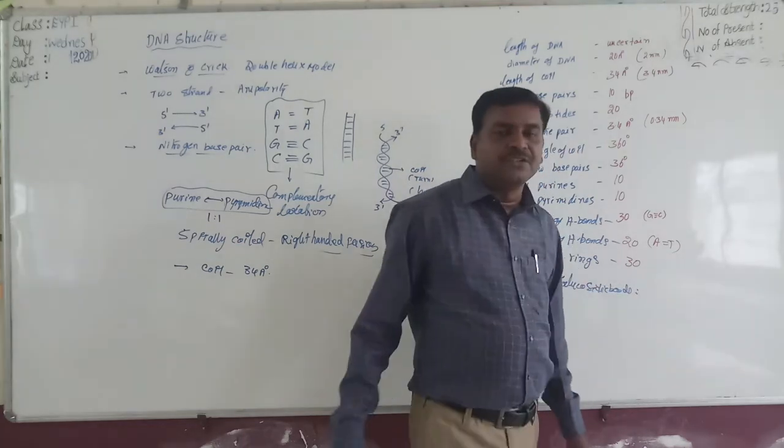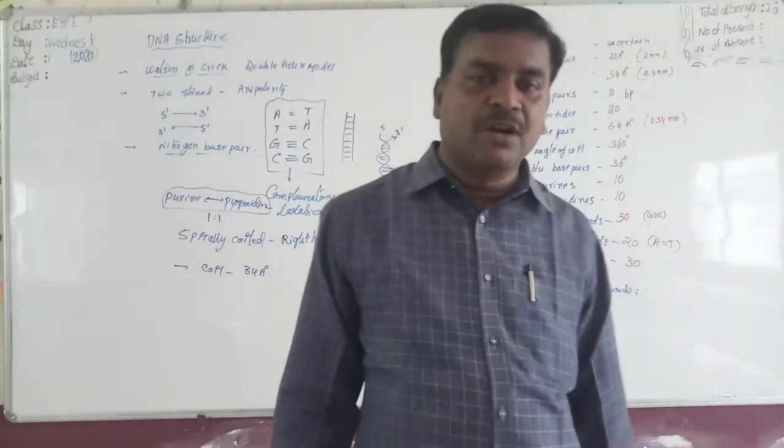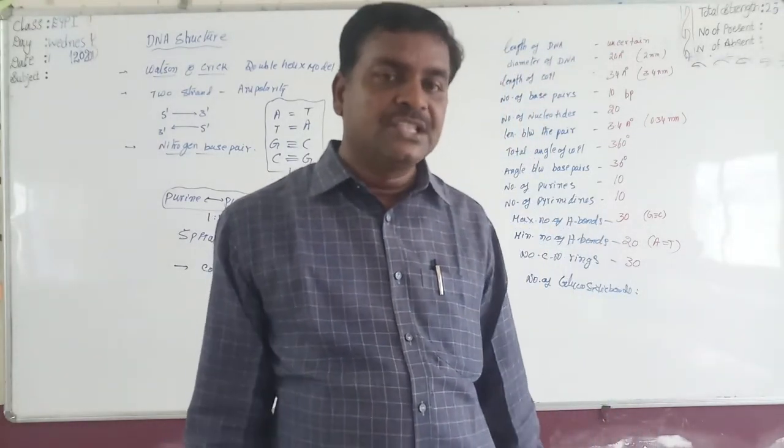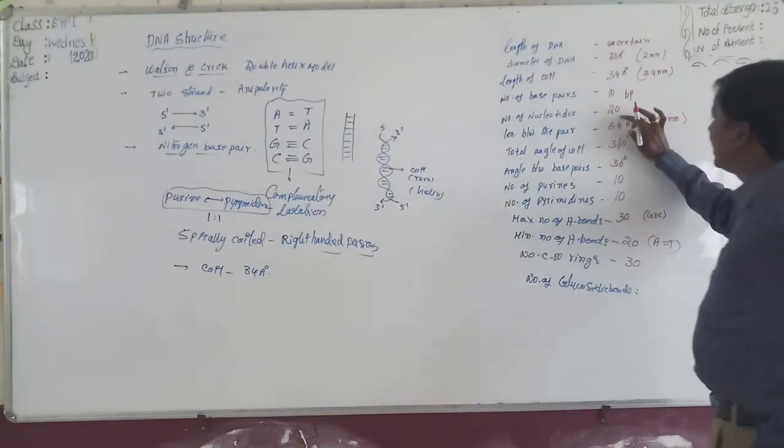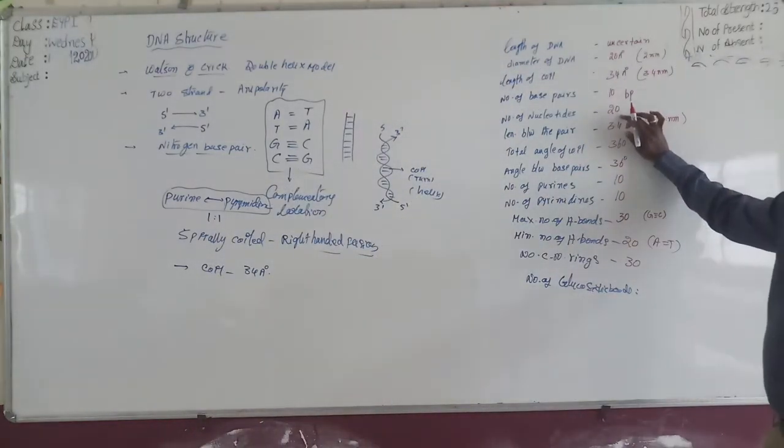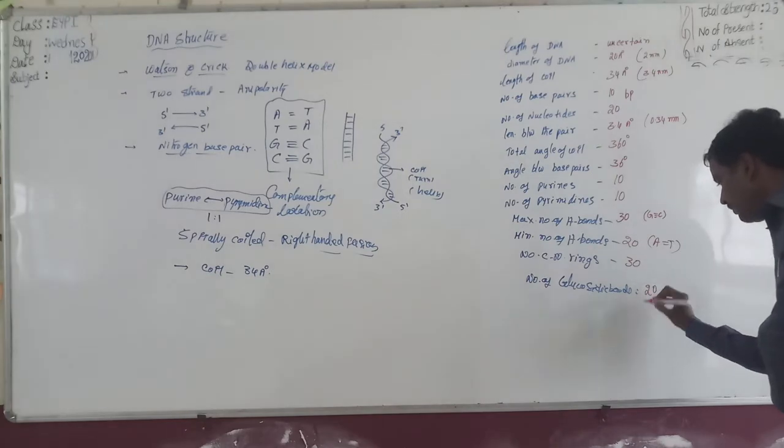Okay, you already know this point from the previous class. The number of glycosidic bonds is equal to N. N means nucleotides. What is the total number of nucleotides here? 20. Glycosidic bonds are always equal to N, so here it is 20.